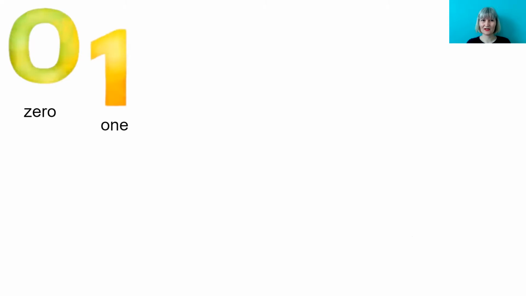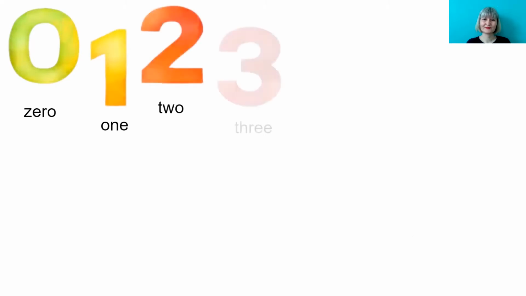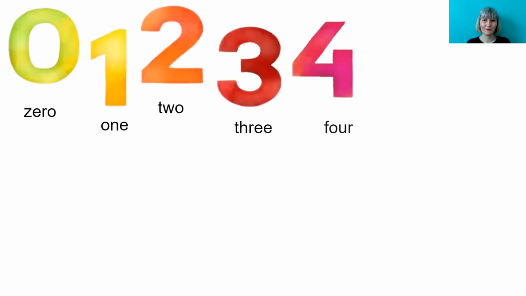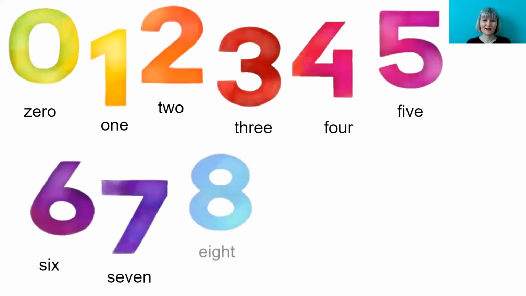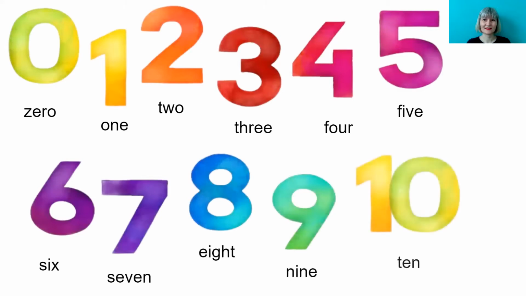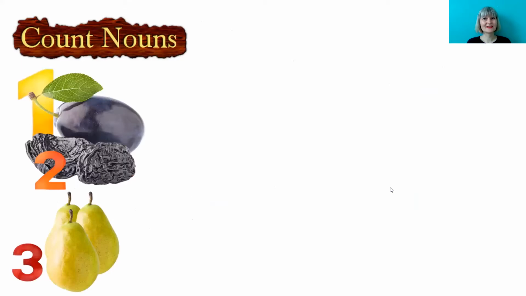All right, so this is 1, 2, 3, 4, 5, 6, 7, 8, 9, and 10. So you can pause the video, try to repeat and read the numbers. 0, 1, 2, 3, 4, 5, 6, 7, 8, 9, 10. These are the numbers, and now let's try and play a game and count some nouns.